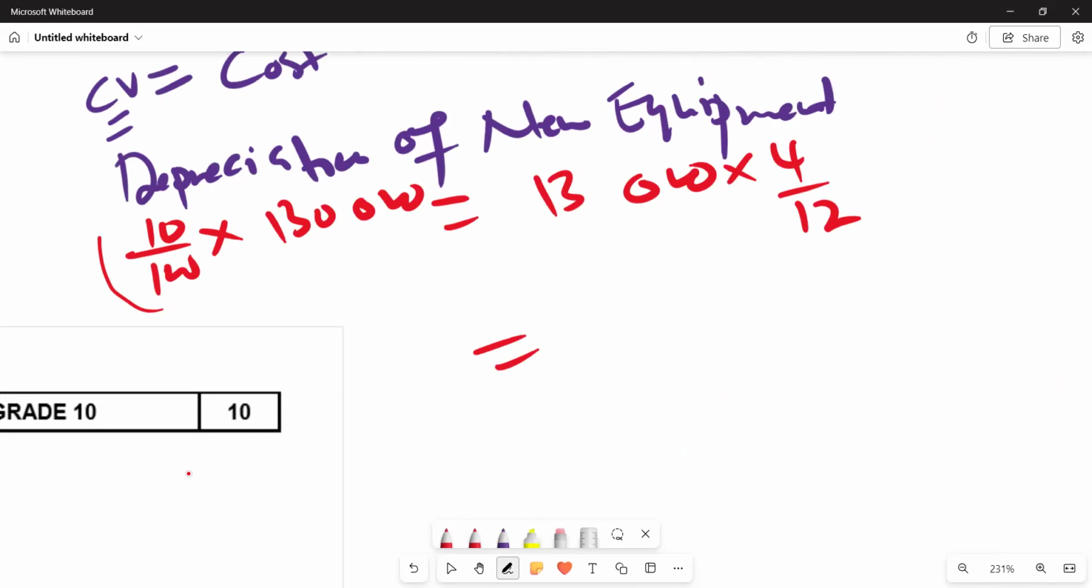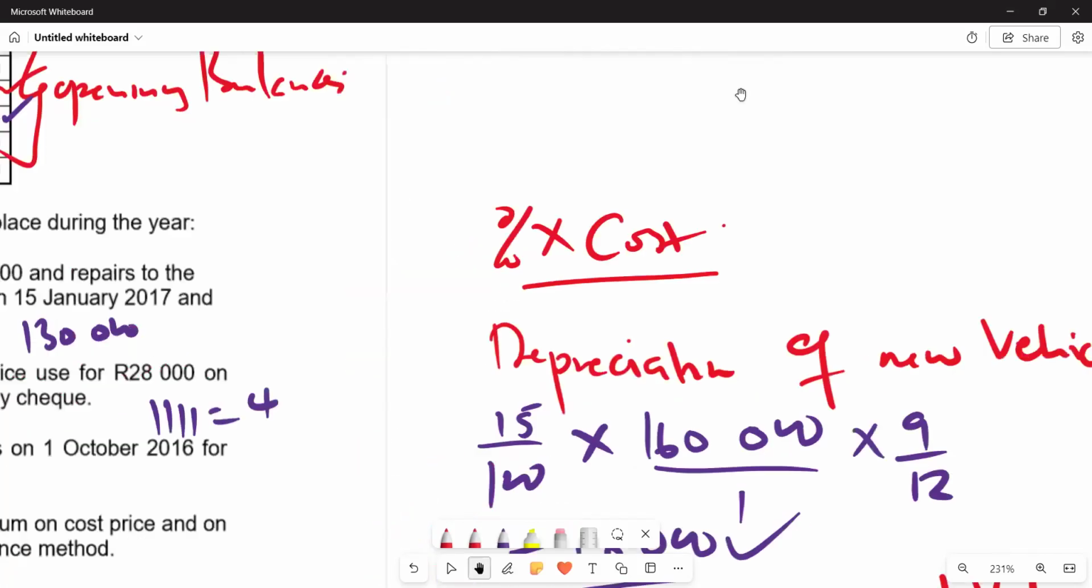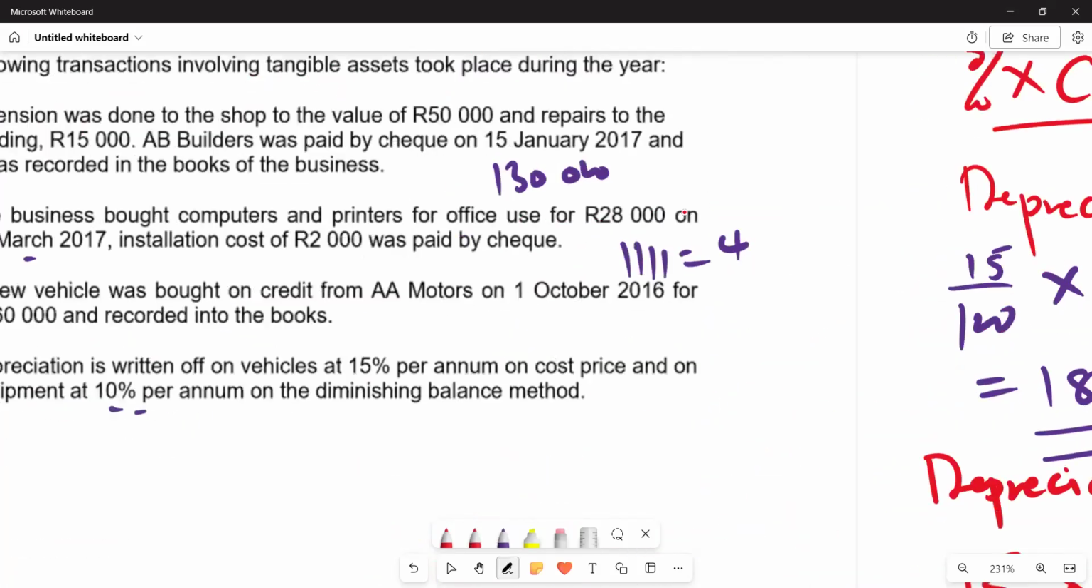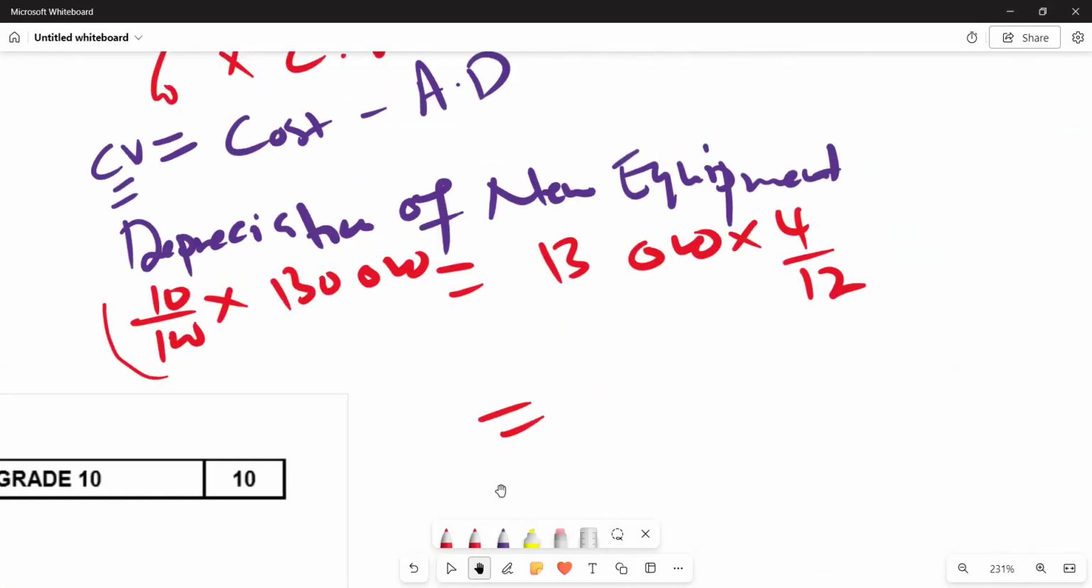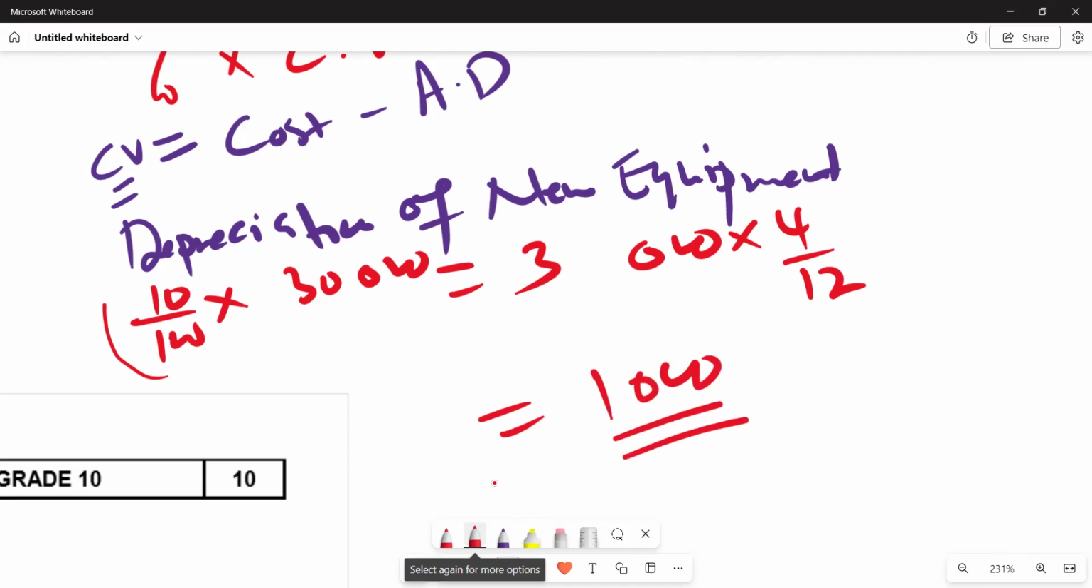And obviously 13,000 times 4 over 12, let's just try to see. Depreciation of new equipment is not 110,000. I think there is a mistake. Remember, we said 28,000 plus 2,000, then we get to 30,000, not 130,000. So here there is a mistake again that we need to address. So this 30,000, the answer that we are getting is 10% of 30,000, which is 3,000. Then you multiply by 4 over 12, you're going to get 1,000. So this is depreciation of new equipment.